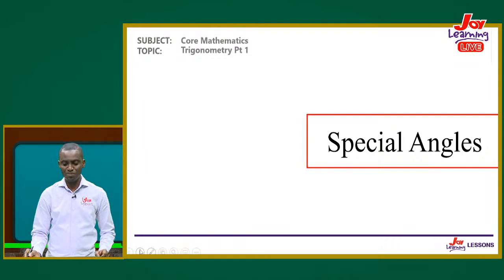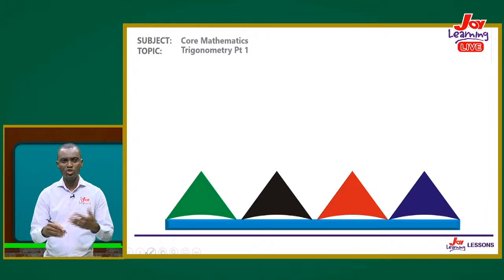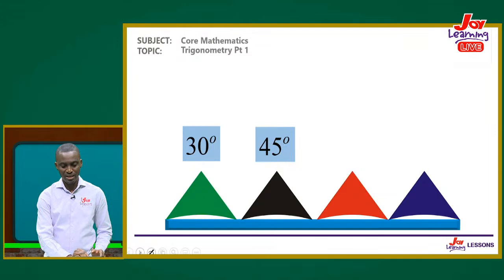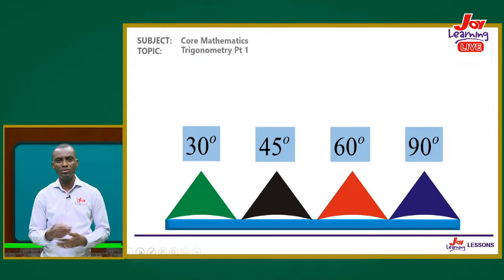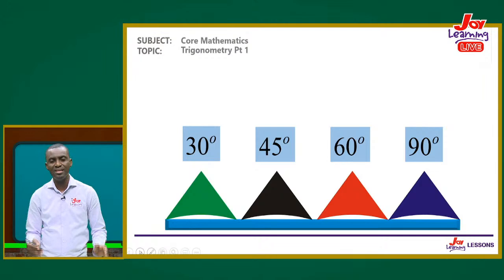Now let's look at special angles. We are going to look at some angles that we normally use a lot as far as this topic is concerned: 30 degrees, 45 degrees, 60 degrees, and 90 degrees. We see them a lot. Cos 60, cos 30, cos 45, cos 90. How do we get those without using a calculator?